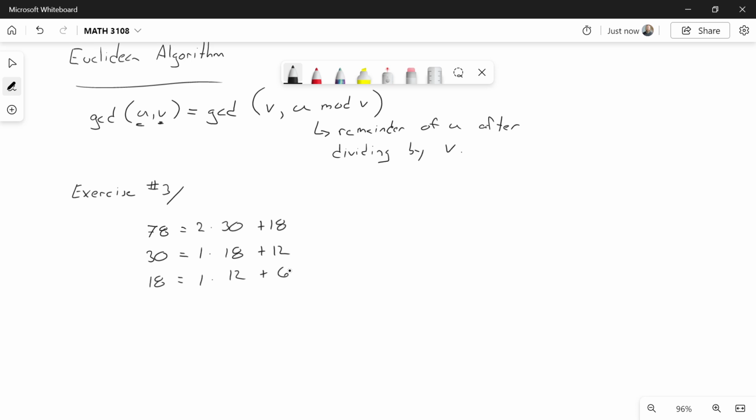Again, repeat the process. So 12 and 6. How many times does 6 go into 12? It goes twice. So there we go. That means 6 divides 12. 6 divides 6. That is the greatest common divisor here, which means it's the greatest common divisor here, and here, and here. So the GCD of 78 and 30, or I could write this as just (78, 30), is 6.